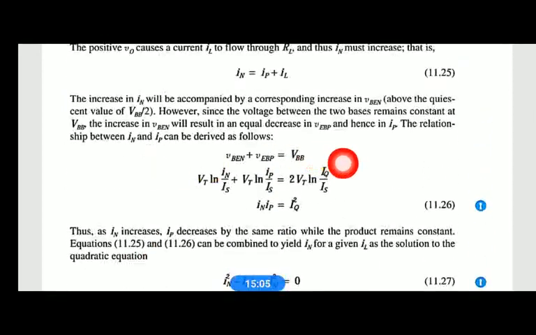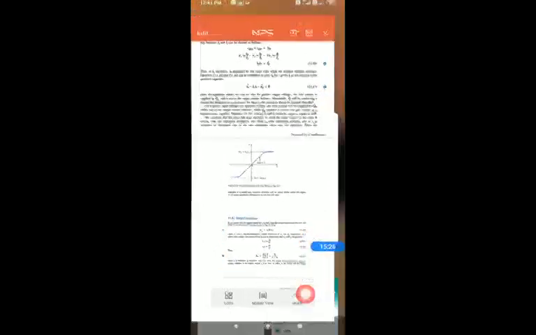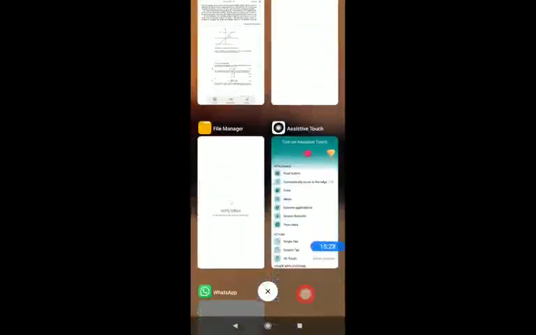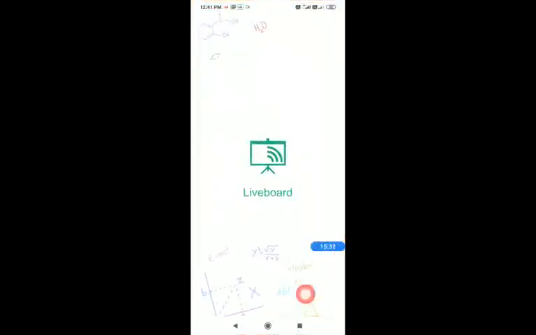So if you replace VBE N with its transistor equation, we will go and see in the digital board.